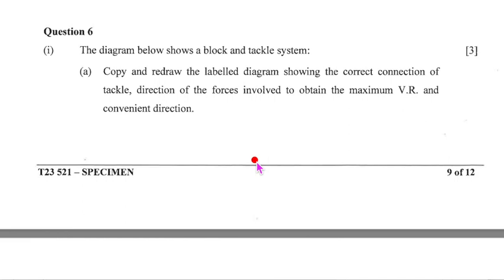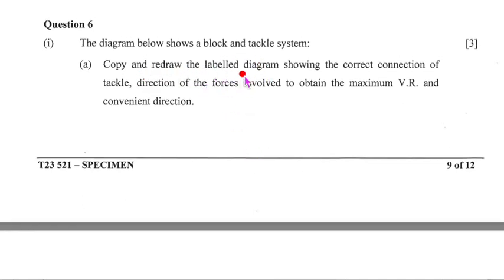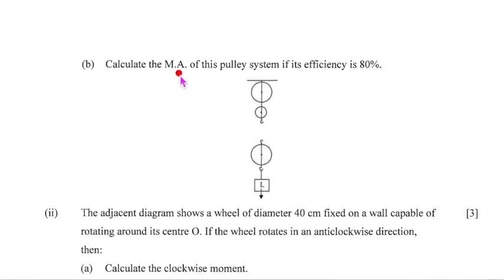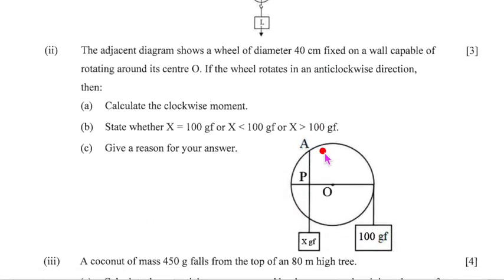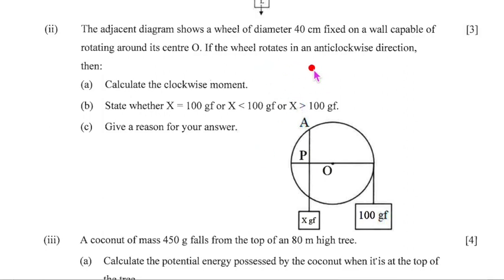Let us look at our question 6. Block and tackle system. Copy and redraw the label diagram showing the correct connection of tackle, direction of forces involved to obtain the maximum VR and convenient direction. It's going to be this diagram. You know how to draw the diagram. This is easy enough. Now calculate the mechanical advantage when the efficiency is 80%. So we'll say our efficiency is equal to MA upon VR. So this is doable.